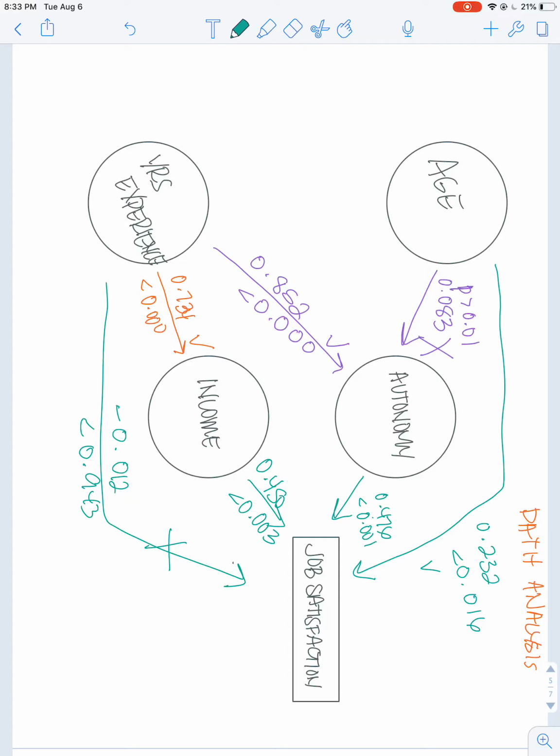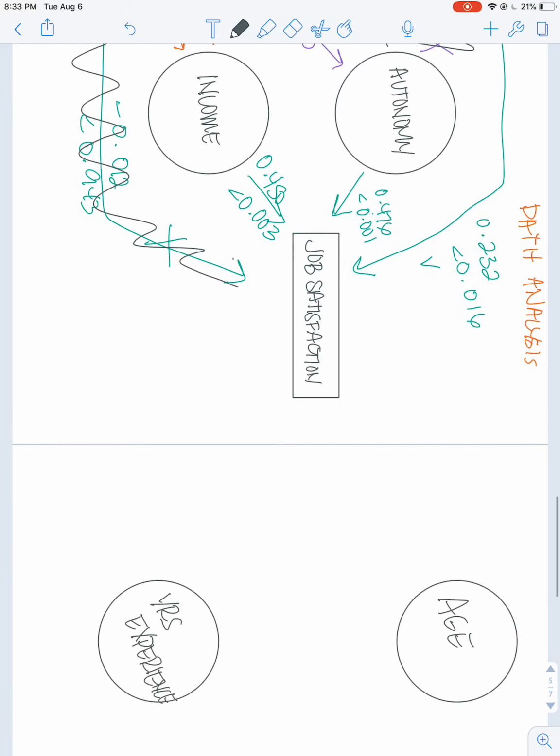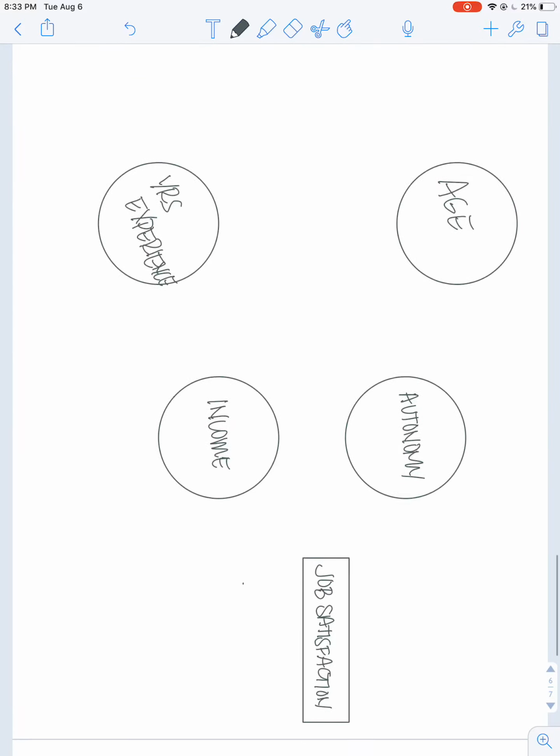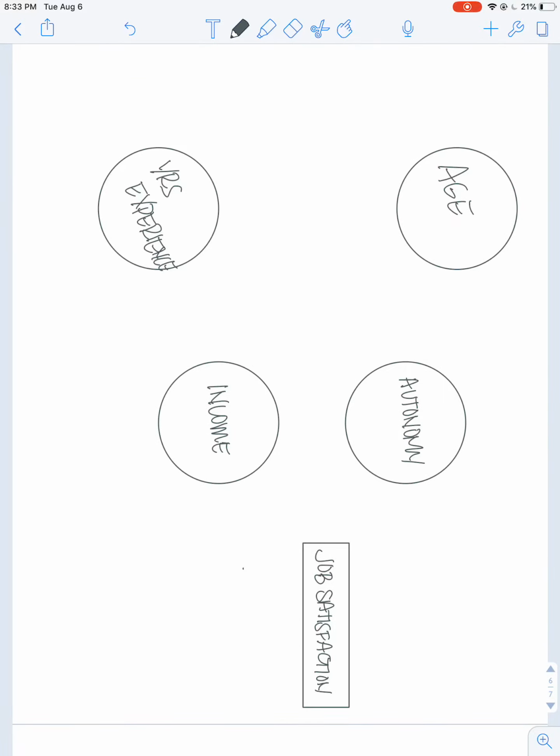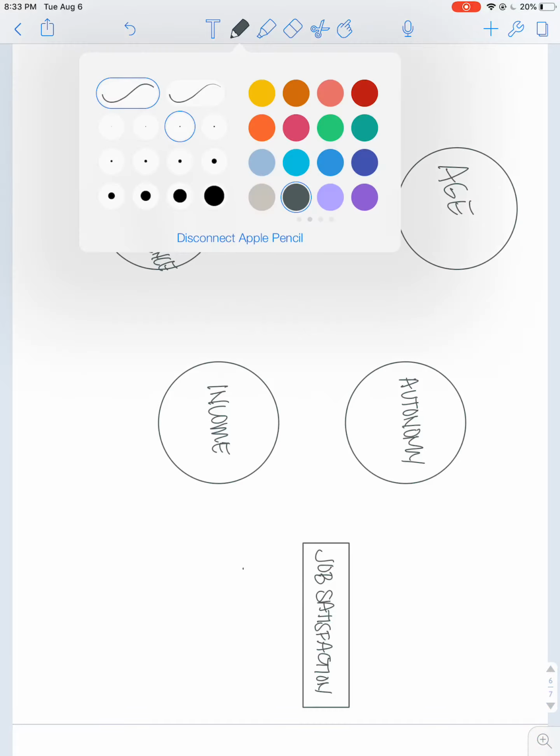So then when we look at our reduced model, we're going to eliminate these factors that didn't mean anything to us. So we're going to eliminate this one, and we're going to eliminate this one to make a new model. So let's go ahead and look at our reduced model. And then we're going to run those coefficients again to see if the numbers change.